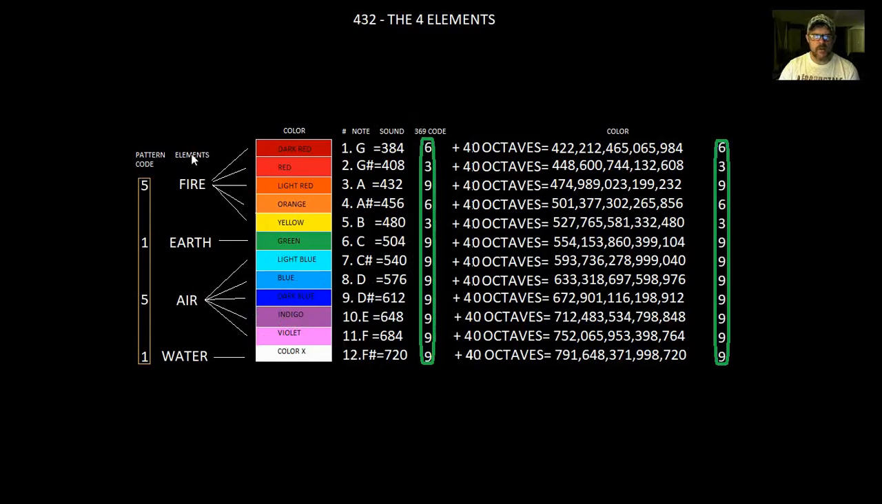Anyways, so we've got Earth, Air, and Fire. We've got the colors. Now everything's connected. Earth, air, and fire is connected to colors, connected to tones, connected to these frequencies, which means it's also connected to the 369 code. So I'm not going to get into that too much other than to say, so fire is represented by these 5 digits in the 369 code. Earth is a 9, air is all 9s, water is a 9.